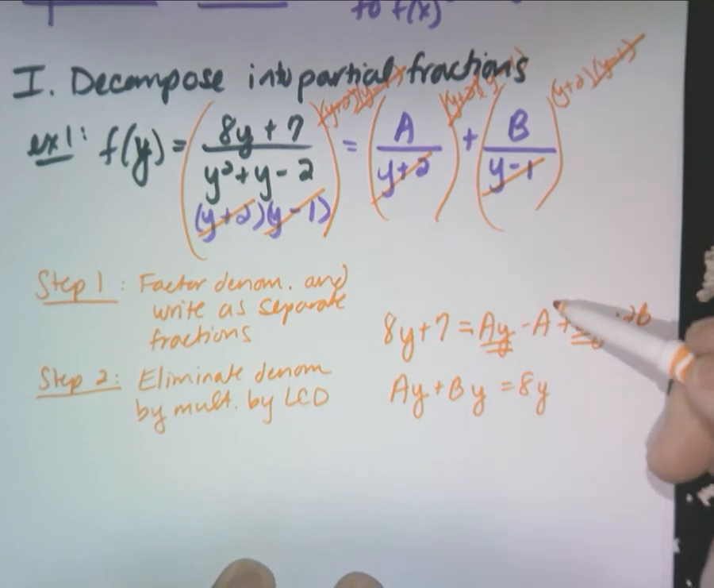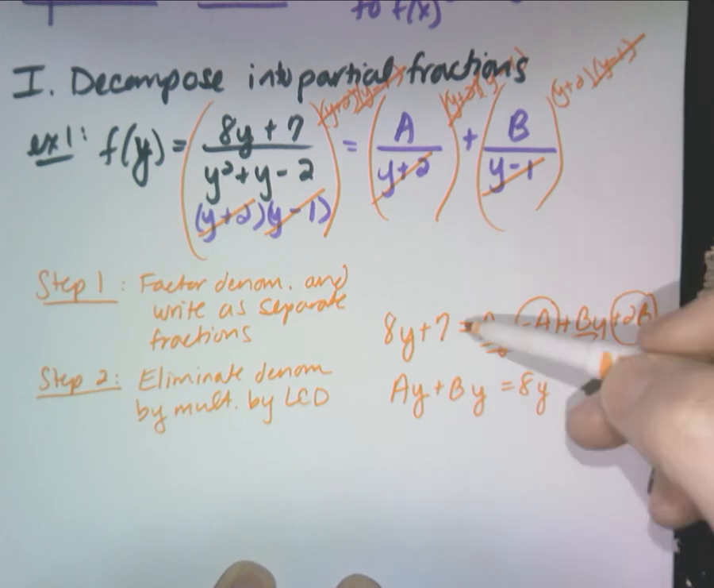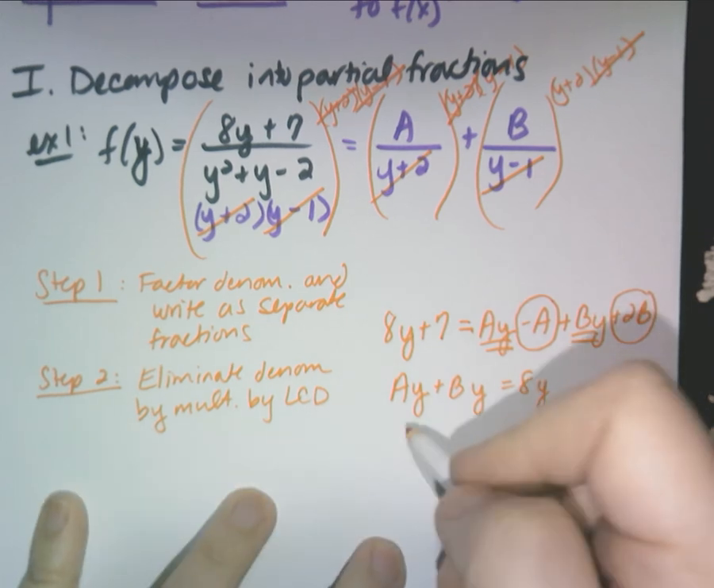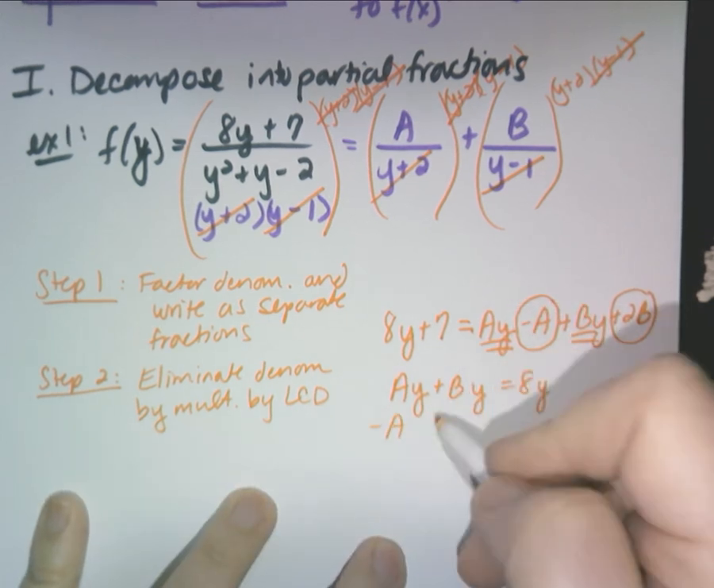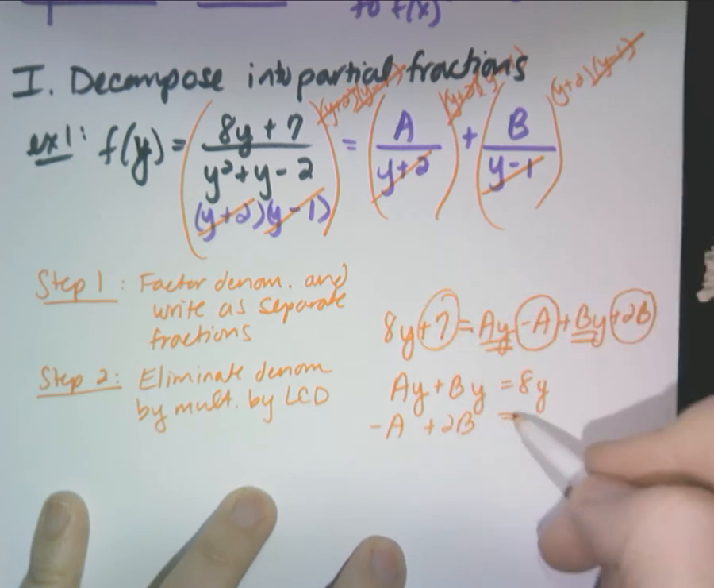Then what could you say about the negative A and the positive 2b? What should they equal? 7. That's what the equation property says. This should equal this. All the y's on this side should equal all the y's over here. All the numbers by themselves should equal the numbers by themselves here. So negative A and 2b should equal 7.